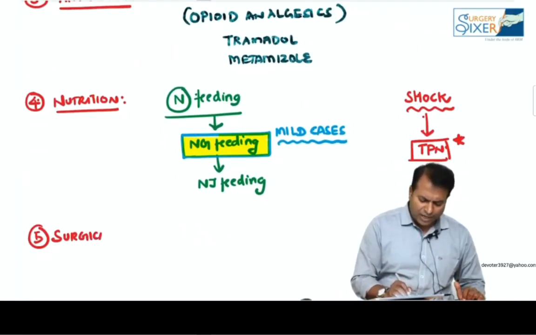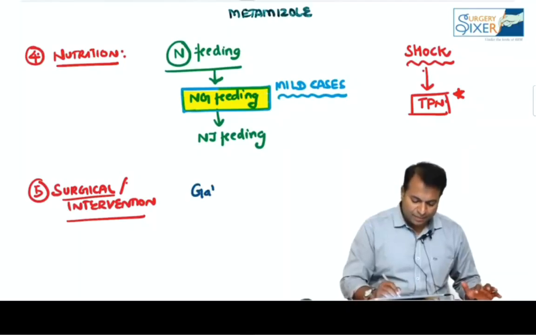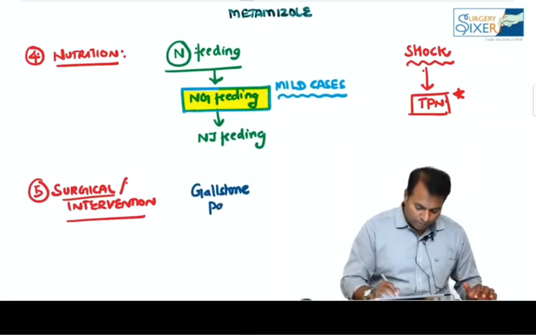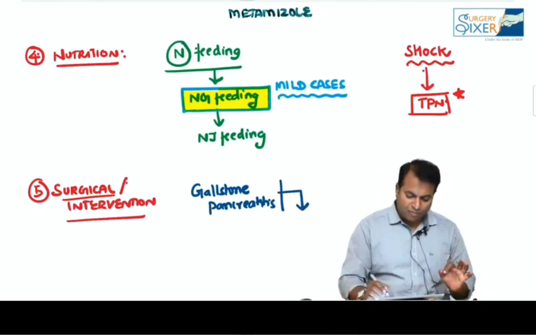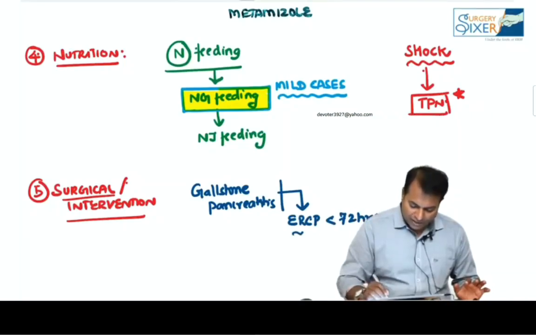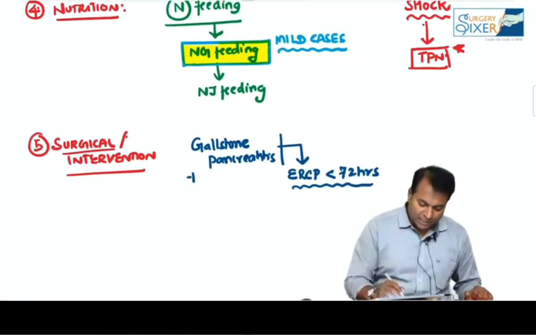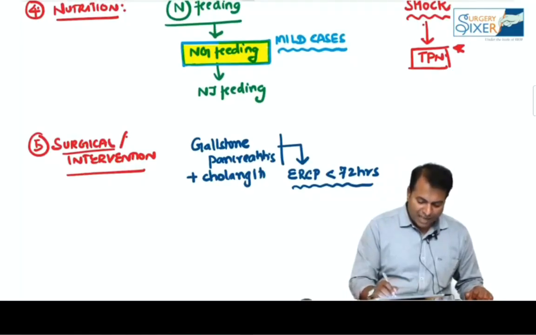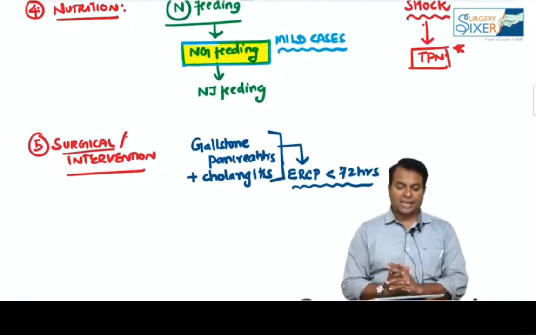Surgical intervention, will you do any surgical intervention? If you do any in these patients, not only surgical, any other intervention. For gallstone pancreatitis, the only thing we can do for surgical intervention is for gallstone pancreatitis. Please remember, the point you should note here is, there should be a typical case of gallstone pancreatitis. We can advise ERCP in less than 72 hours. ERCP can be done within 72 hours in selected cases of gallstone pancreatitis associated with cholangitis. In such a patient, we can do ERCP, sphincterotomy and stenting within 72 hours.